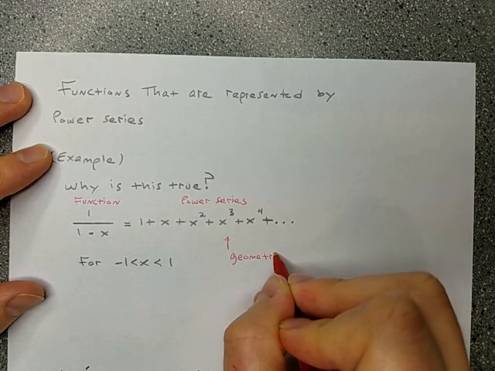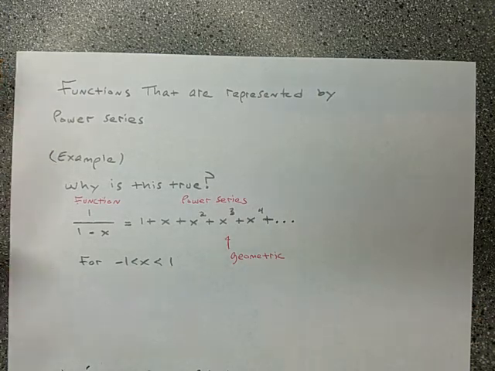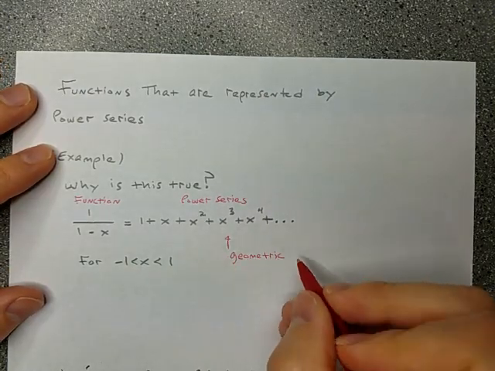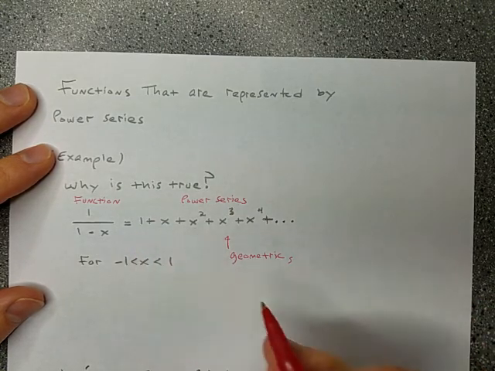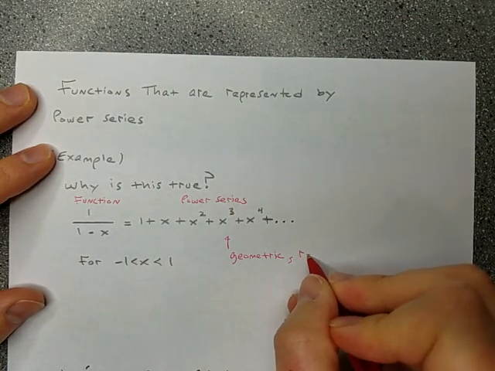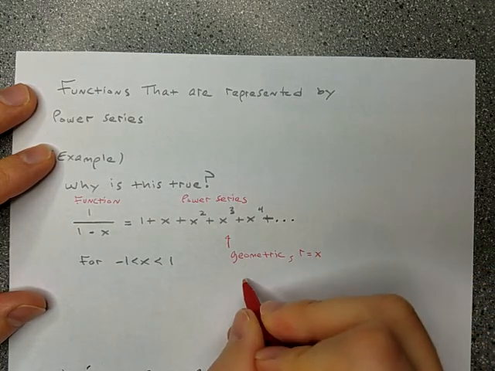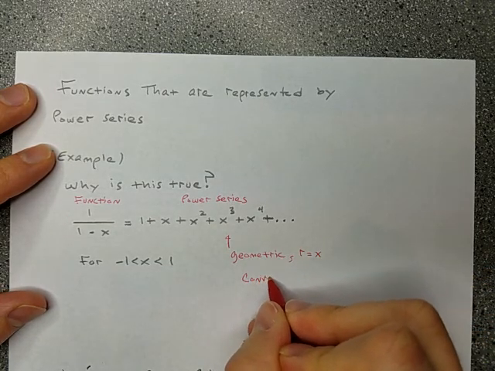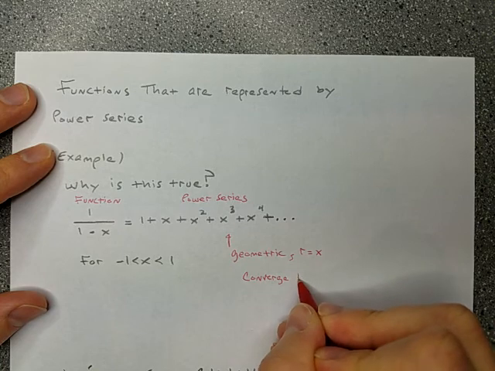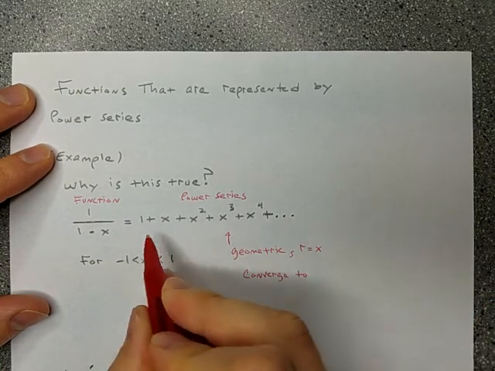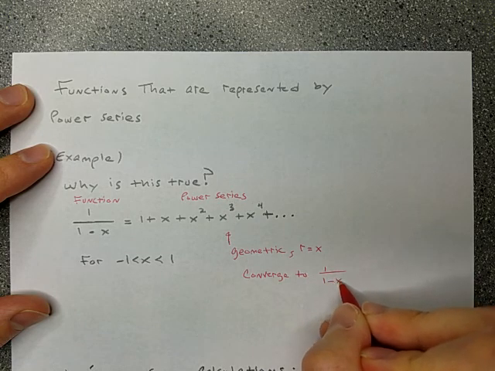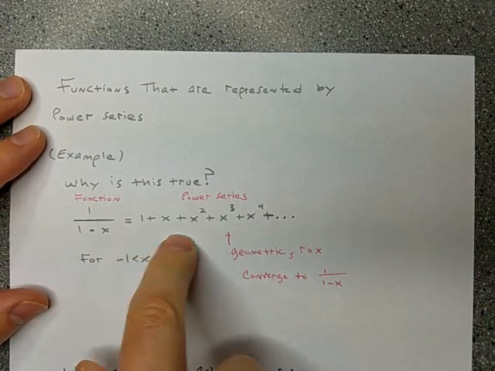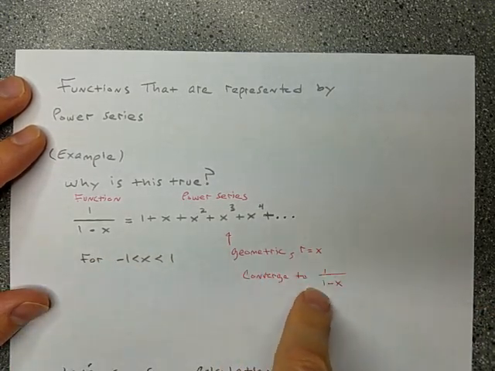And that's the first kind of series we learned about. It's a geometric series. We can recognize that any term in the series times x gives you the next term. So the common ratio is equal to x, and it will converge to the first term over 1 minus r. Okay, so this series converges to 1 over 1 minus x.